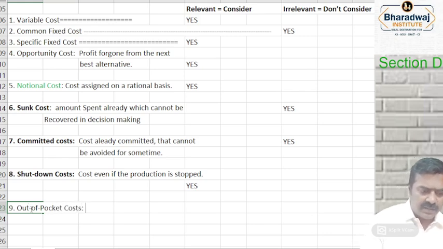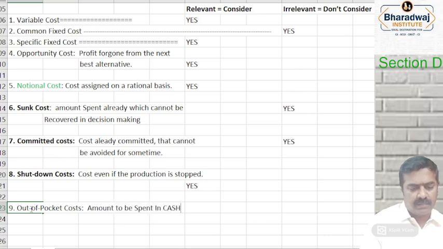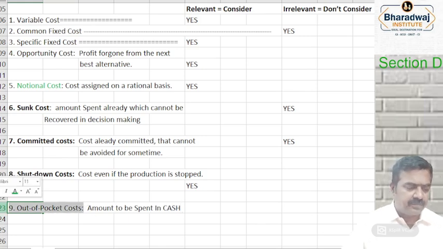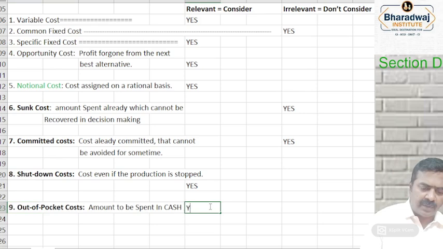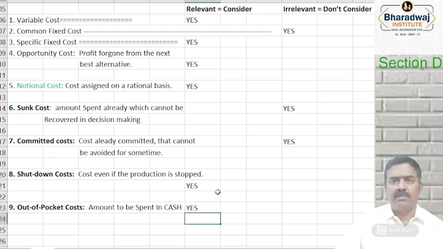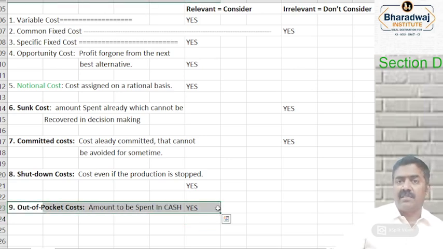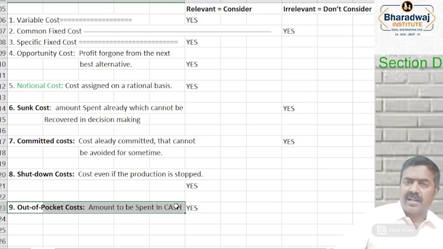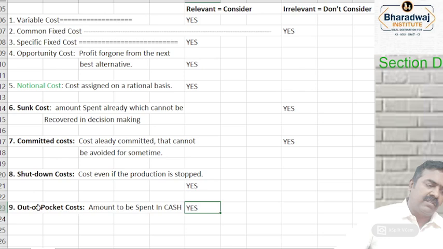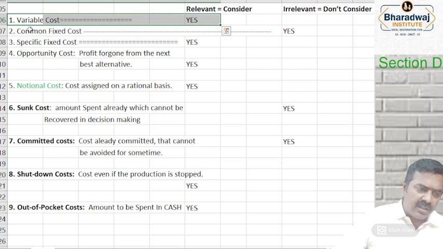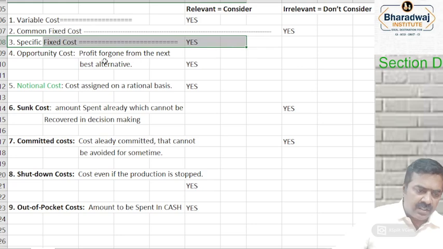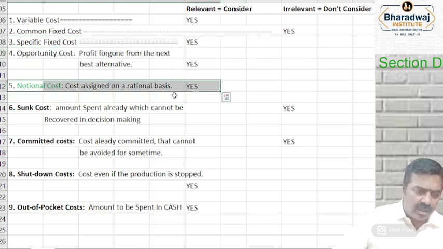Out of pocket cost means I have to spend cash. If I have to do something, yes, I have to spend it in cash. Yes, definitely I will consider it. Before spending $1 from the company's bank account, you will think whether it is relevant or irrelevant. Clear? So an amount that requires cash spending is definitely relevant for decision making. Please remember, variable cost is relevant. Common fixed costs are not relevant. Specific fixed costs are relevant. Opportunity costs are relevant. Notional costs are relevant.